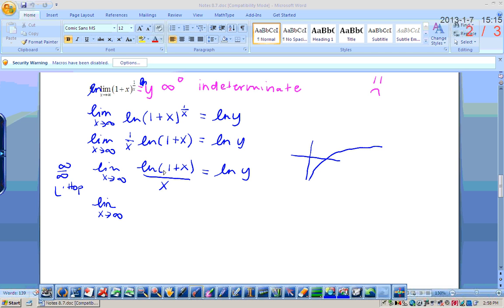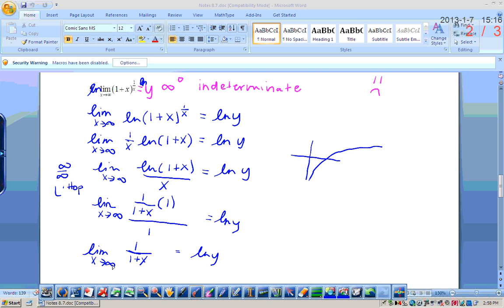So I just literally take the derivative of the top of that fraction over the derivative of the bottom of that fraction. So the derivative of the natural log of 1 plus x, the way that you take the derivative of natural log is 1 over the argument times the derivative of that argument. Well, the derivative of 1 plus x is just 1. So that's the derivative of the numerator, and then the derivative of x is just 1. So if I clean that up, I've got the limit as x approaches infinity of 1 over 1 plus x. And this all still equals the natural log of y.